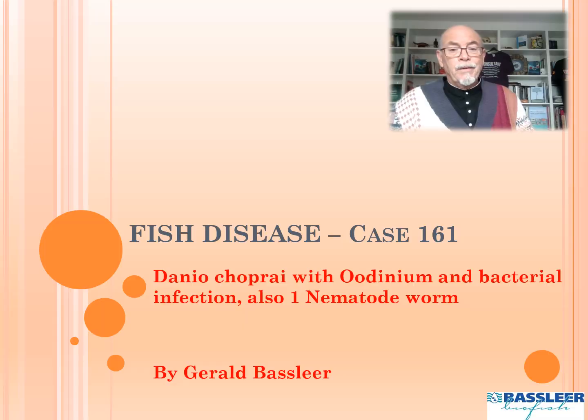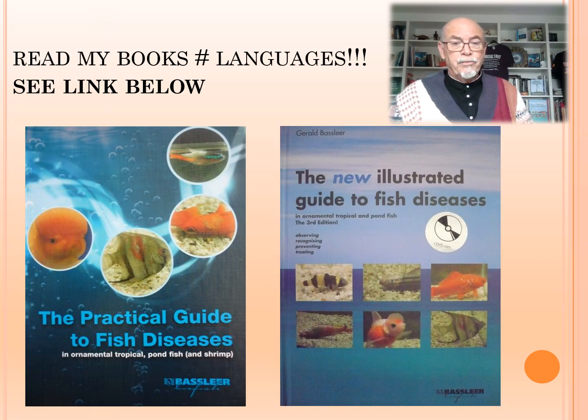You might have encountered these problems, and today it's about an interesting problem that can occur with certain fish, and it's a parasitic infection that will hopefully tell you what is going on. And it's a Danio choprai with Oodinium, and then a bacterial infection and a nematode worm. Well, it's a whole mix of problems.